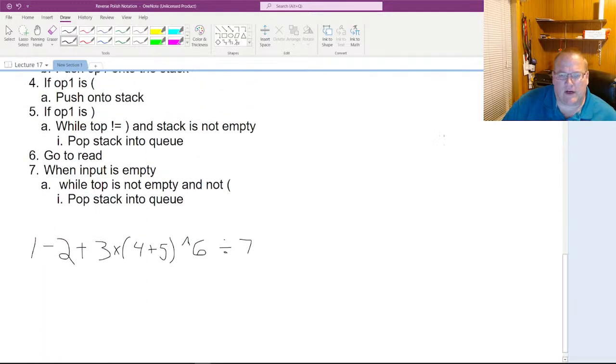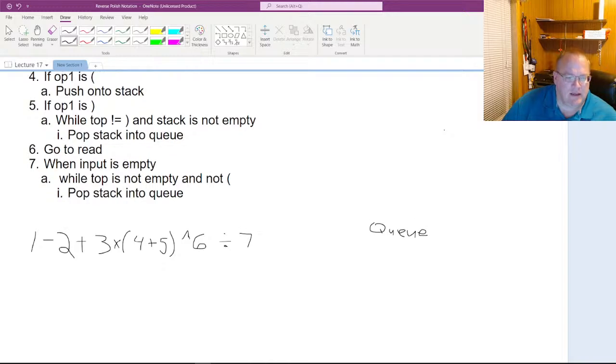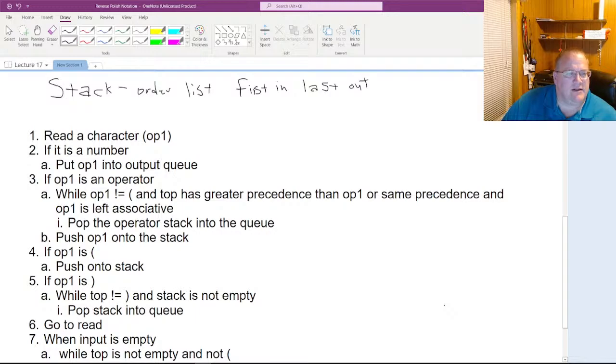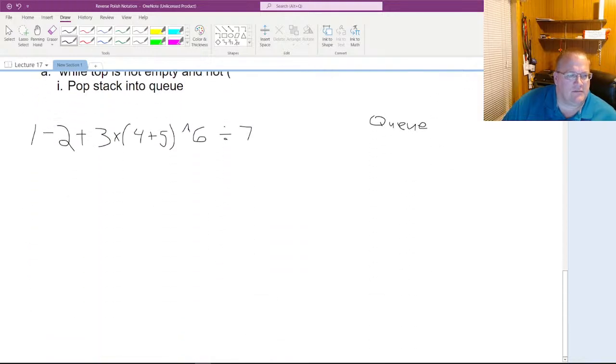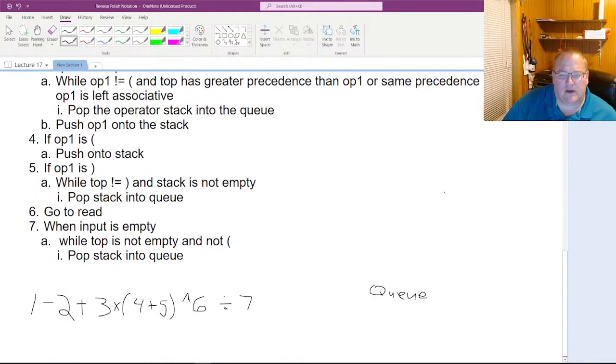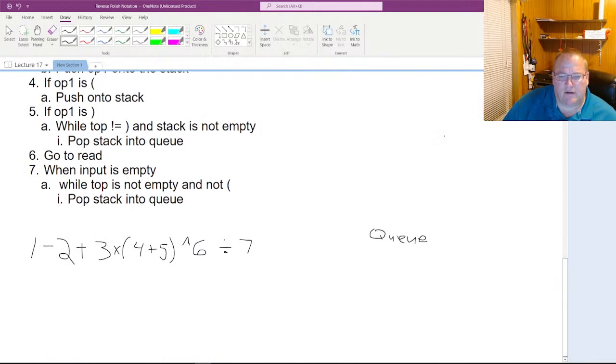All right, so we're going to have this Q over here. Going left to right, I'm going to rewrite this as I go, but I'm going to keep track of my stack as I go. Okay, so read the character. I'm going to call that op1. Is it a number? Yep. Okay, just put it over here on the queue. Done. 1, space.